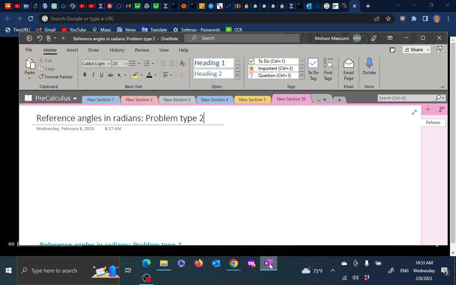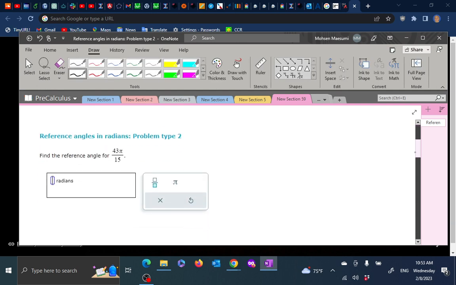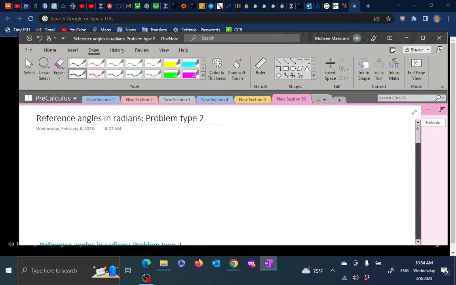So the topic today is essentially about either large angles or negative angles, and we want to do this type of problem. Let me show you just one. For example, the angle 43 pi over 15 is given and the question is, what is the reference angle? All the angles in this section are in radians, and to make the problem straightforward, all of them are multiples of pi.